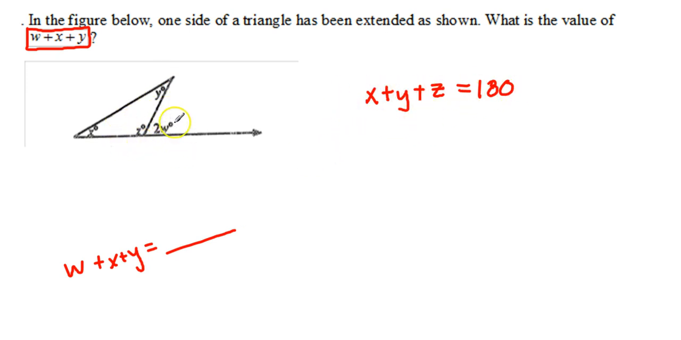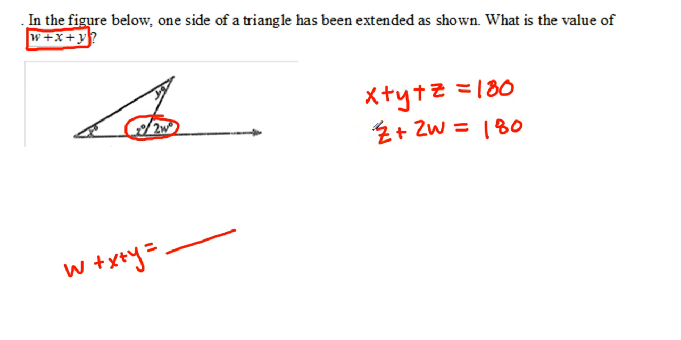The other relationship that we see exists here is these two form a linear pair. And if they form a linear pair, then we know that z plus 2w is also going to be equal to 180.